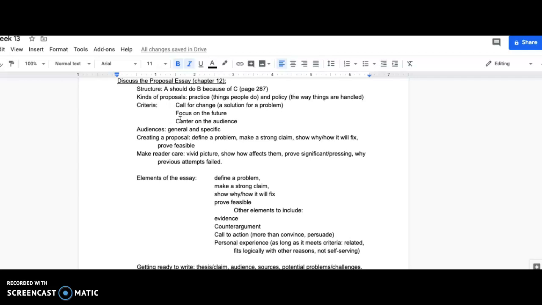You were trying to convince your reader of this definition, but you weren't really asking them to do something necessarily. Some of yours did, but some of them did not. But here you are asking your reader to do something, right? So you're asking them to do something differently in their behavior if it's a practice, or to help work towards changing a policy. But both of those require action. So that's another criteria, or that's another thing to be considering for this proposal essay.